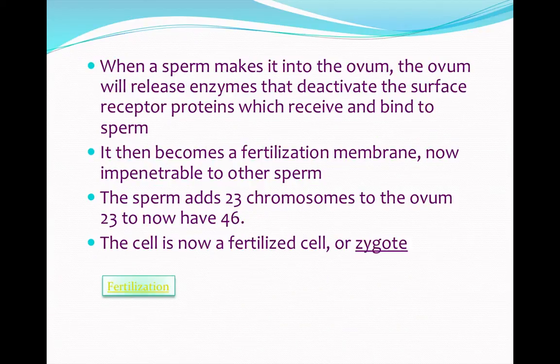Once a sperm does make it into the ovum, the ovum will then release enzymes that deactivate surface receptor proteins, which receive and bind to sperm. So it puts up almost like a force field to stop any additional sperm from getting in. It becomes a fertilization membrane, now impenetrable to other sperm. The sperm will add 23 chromosomes to the ovum, which also has 23, and now you have 46. You have 23 pairs of maternal and paternal chromosomes. And we now refer to the cell as a fertilized cell or zygote.